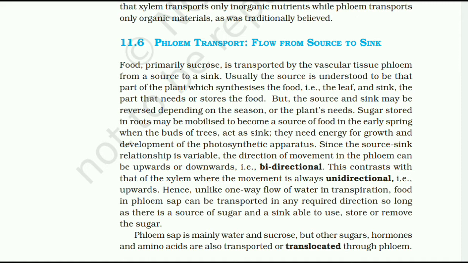Sugar stored in roots may be mobilized to become a source of food in early spring when the buds of trees act as sink. They need energy for growth and development of the photosynthetic apparatus. Since the source-sink relationship is variable, the direction of movement in phloem can be upwards or downwards, that is, bidirectional. This contrasts with that of xylem where the movement is always unidirectional, that is, upwards.